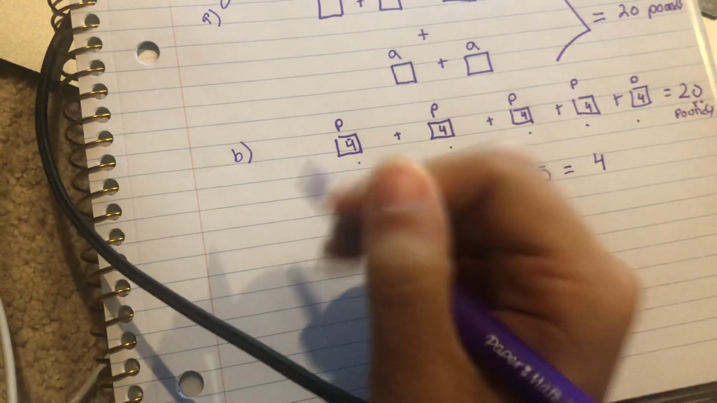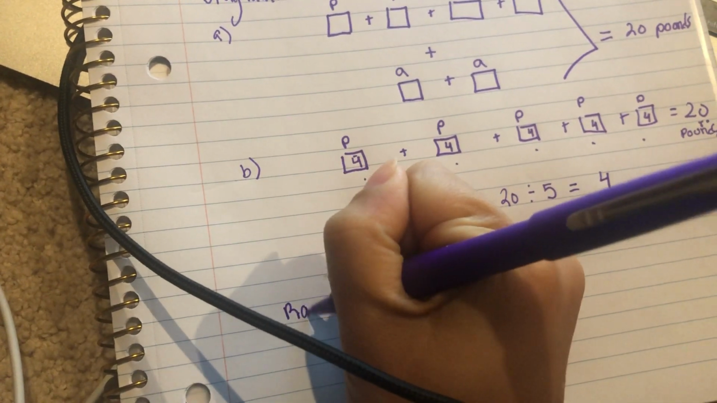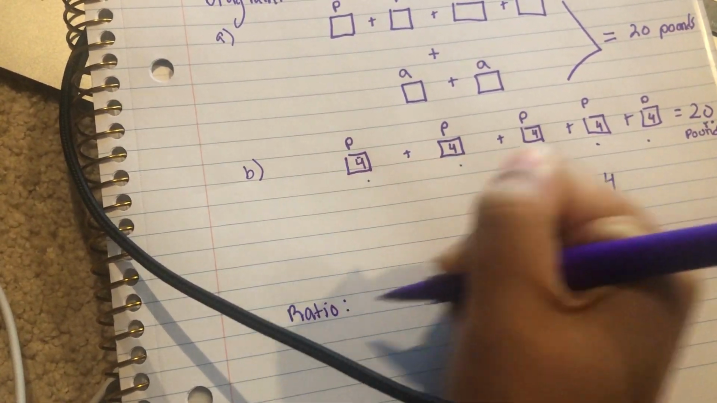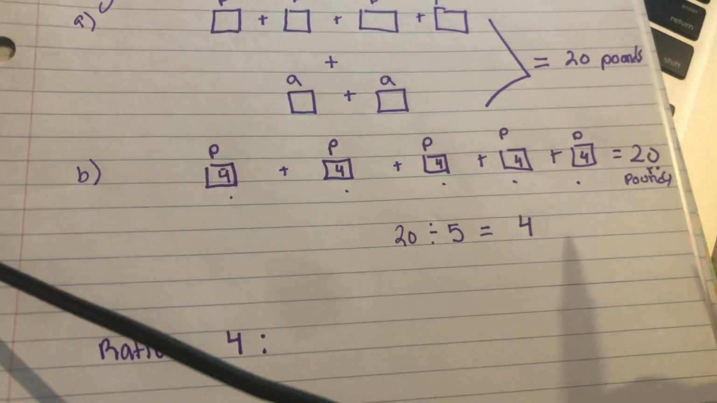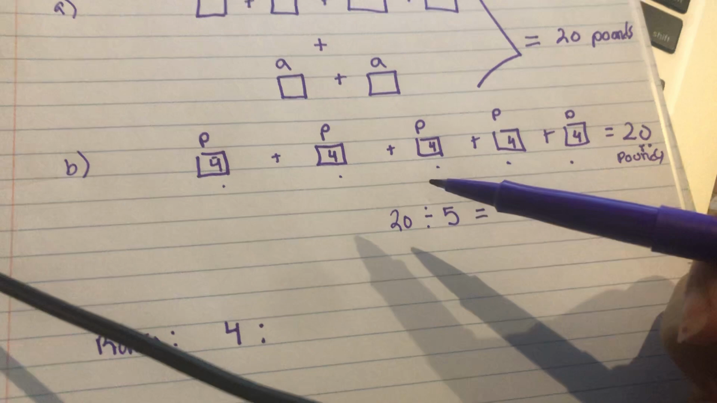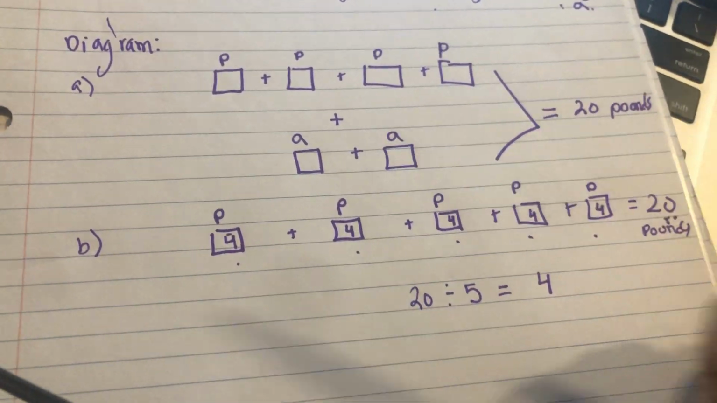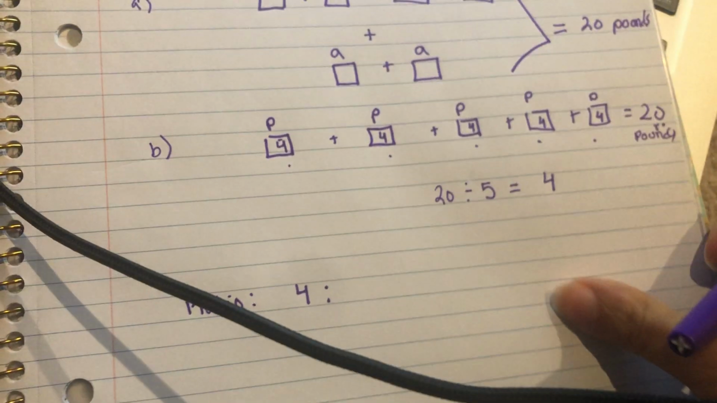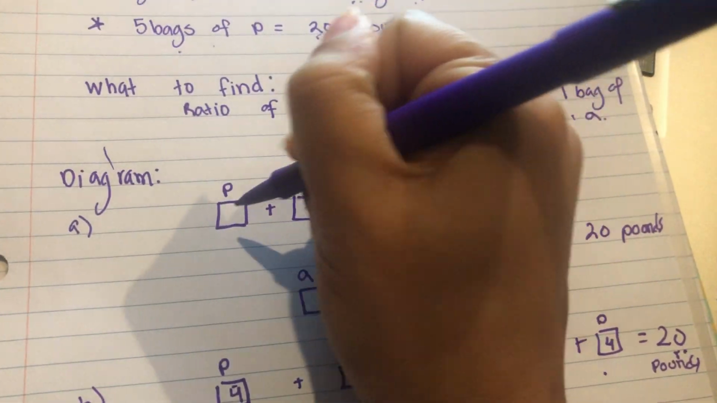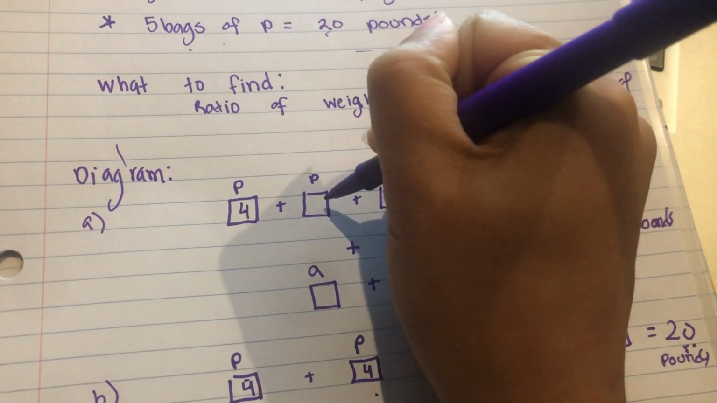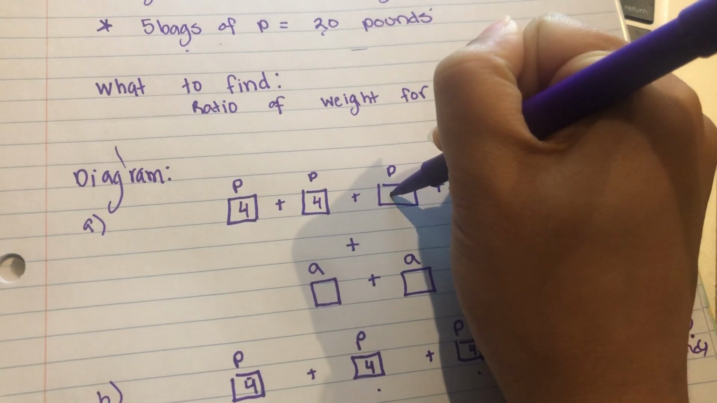Okay. So now I know the weight of one bag of persimmons. So at the bottom here, I'm going to put the ratio because it's asking me what is the ratio. So the ratio of one bag of persimmons we know is 4. So we're going to use this information to find how much one bag of apples weighs. Okay, so here's what we do. We already know one bag of persimmons weighs 4 pounds.